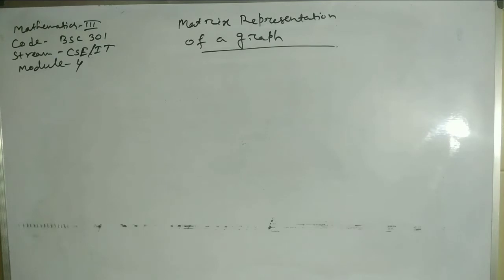The name of this subject is Mathematics 3. Subject code is BSc 301, and this subject is in the syllabus of the students of Computer Science and IT of 3rd semester under MAKAUT, and this is in module 4 of the mathematics syllabus. So let's start.